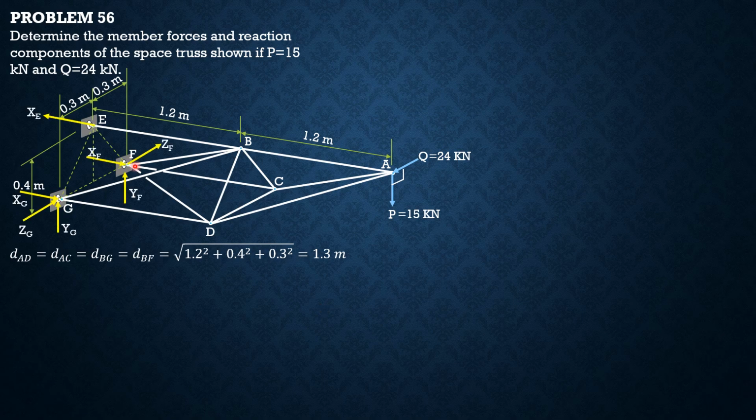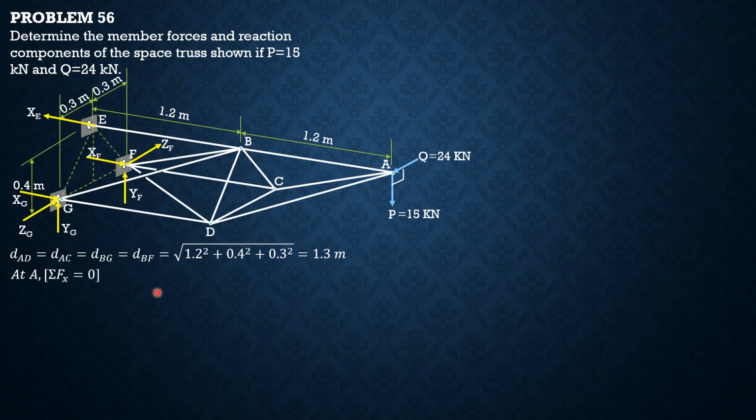And these are the reaction components. Only one at E because this is the only member. We expect that the Z component and the Y component of the reactions are 0. So at A, there are only 3 unknowns here. So let's have the systematic equations of equilibrium.